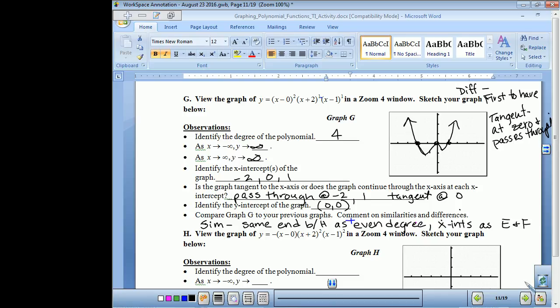Okay, so when the factors are raised to even powers, it bounces. It is tangent at that point. When the factors are raised to odd powers, it passes through. Any questions about G?